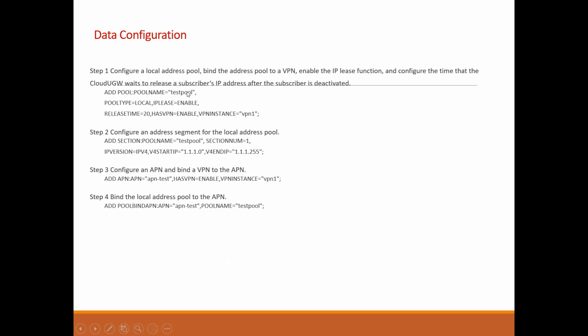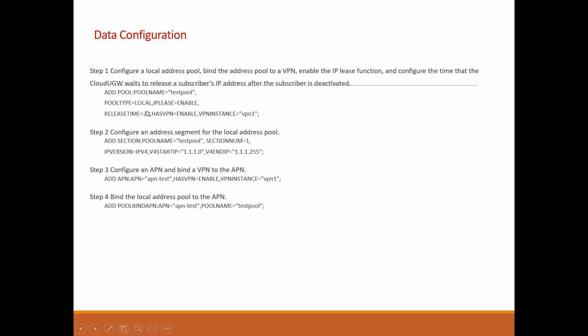This is the name of the pool type, and then this is the command that configures for how much time you need to lease the IP address. So release time 20 means 20 seconds, this specific IP pool is bound to this specific APN. So any user that is using this APN will have the option that if it gets disconnected, it will have the option of retrieving the same IP address within 20 seconds.